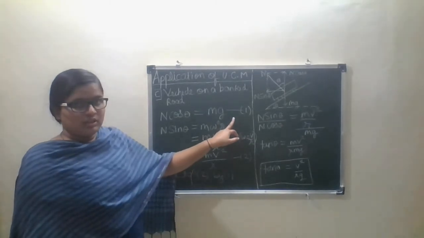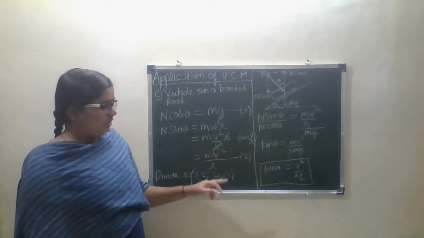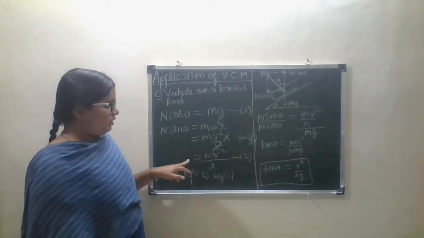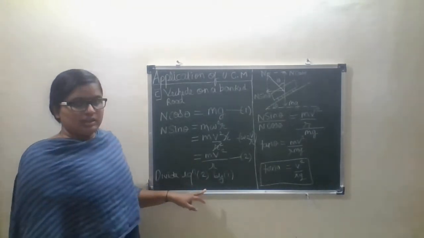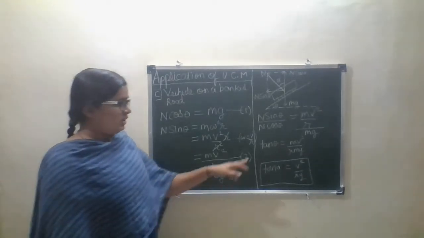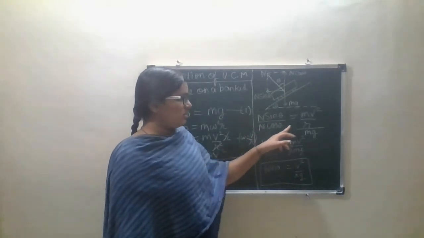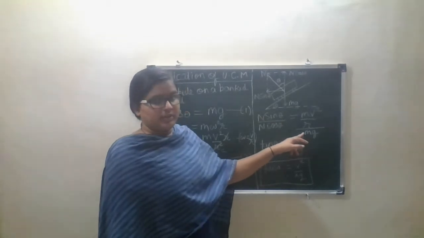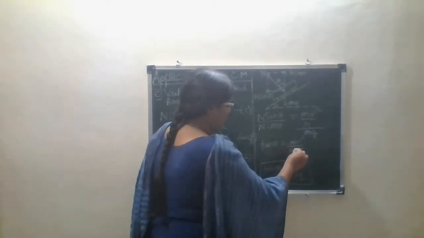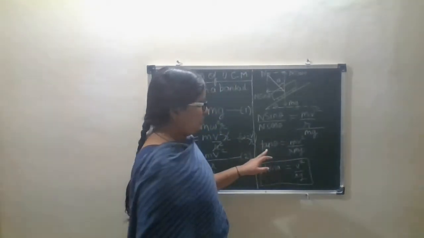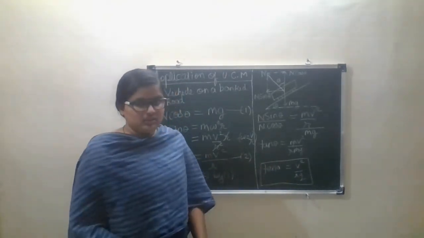And equation number 1 is N cos theta is equal to mg. This is equation number 1 and this is equation number 2: N sin theta is equal to m v square upon r. Now we have to divide equation 2 by equation 1. N sin theta divided by N cos theta is equal to m v square upon r divided by mg. Then this m and this m get cancelled. So N sin theta upon N cos theta will be tan theta. Then tan theta is equal to v square upon rg.